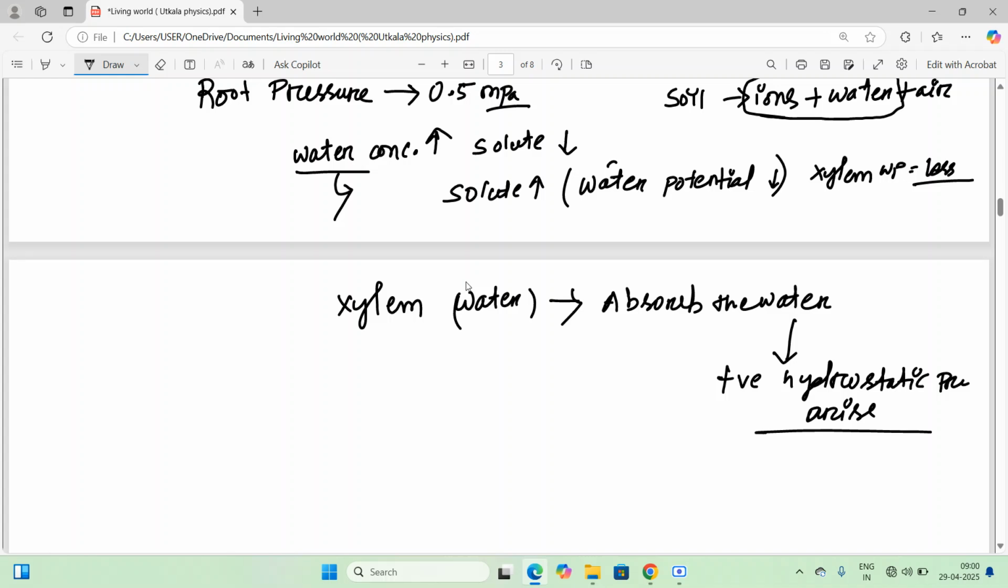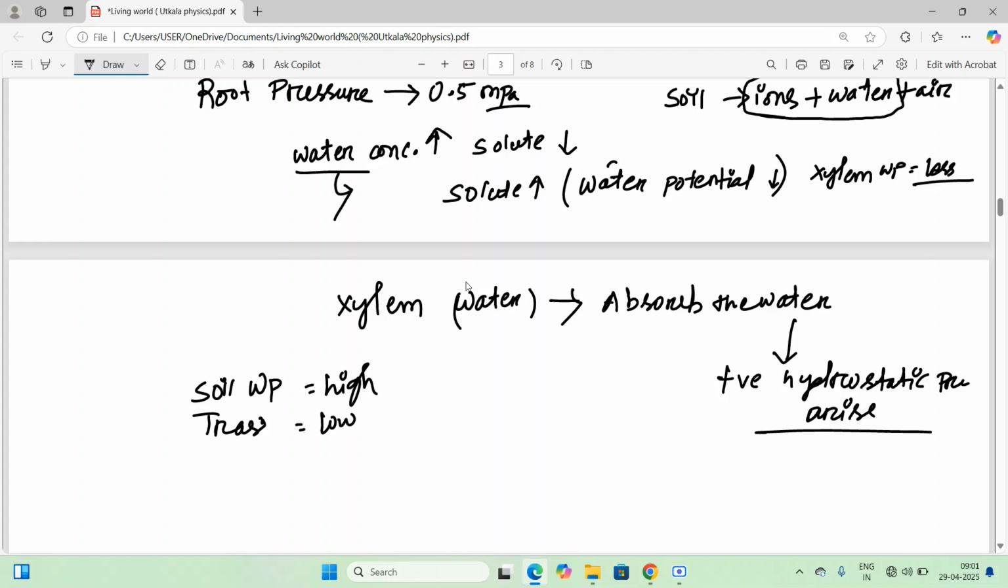Root pressure is most likely to occur when soil water potential is high and transpiration is low. We have discussed this part. Root pressure is most likely when soil water potential is high, and transpiration is low. Then the root pressure arises.